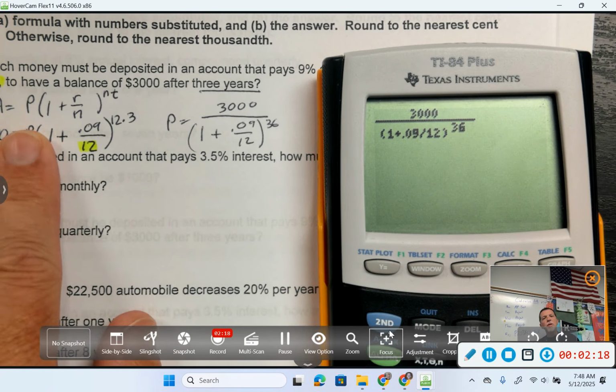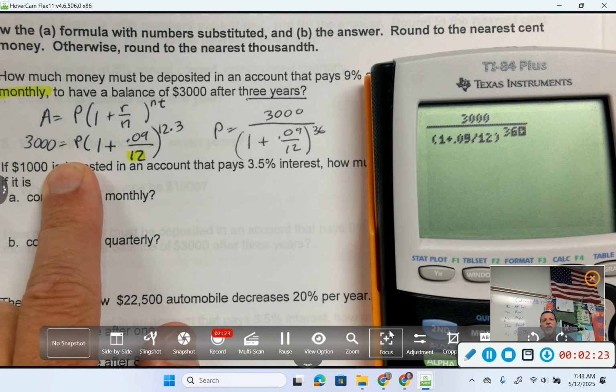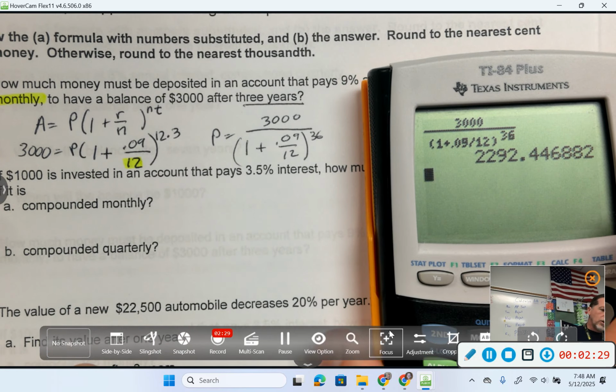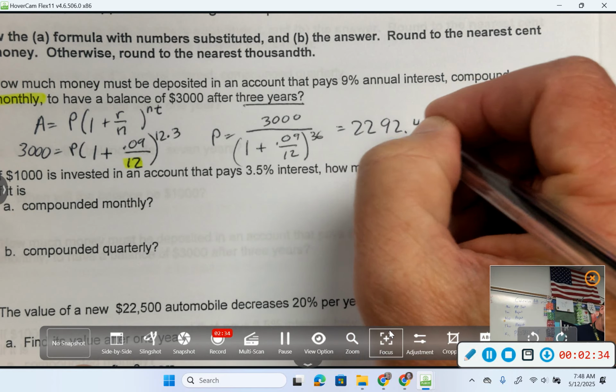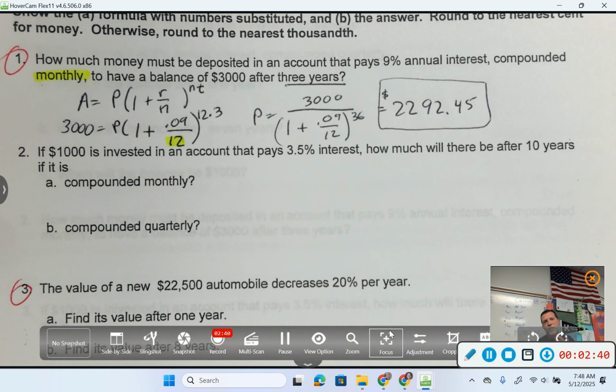Am I expecting a number more than or less than 3,000? Less than, right? I started with less than 3,000. 3 years later, I've got 3,000. So if I started with 2292.45. Again, we're not super experts on how much money we should expect, but that seems like a reasonable answer to me. Right? It's definitely less than 3,000. It's not negative. It's not like $1 turns into $3,000, so that seems reasonable.